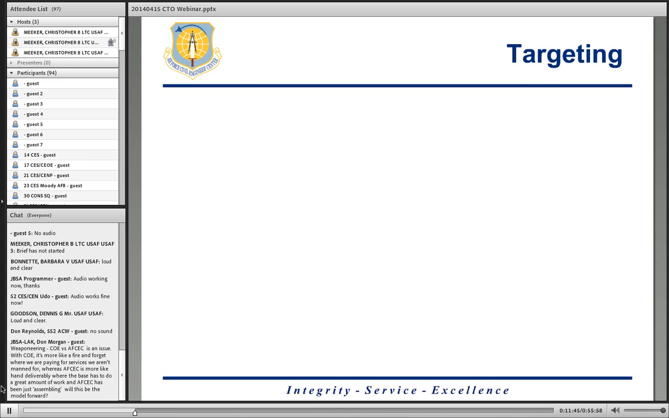So from that, and I see the DCO is a little delayed. We had some fancy flying bubbles here, but from that we develop a targeting list. All right, and it is what it is.